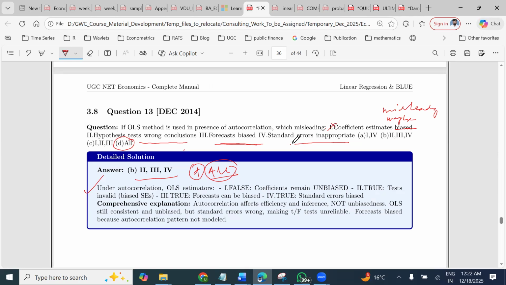Yes, sir. That is what I am saying. Option 1 is misleading, so it will not be correct. Then D, all of the above, no? Yes, sir. But this question is not asking... The question is: if OLS is used in the presence of autocorrelation, which of the following will likely be the consequences?